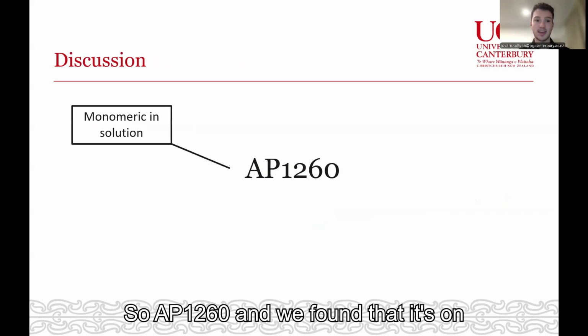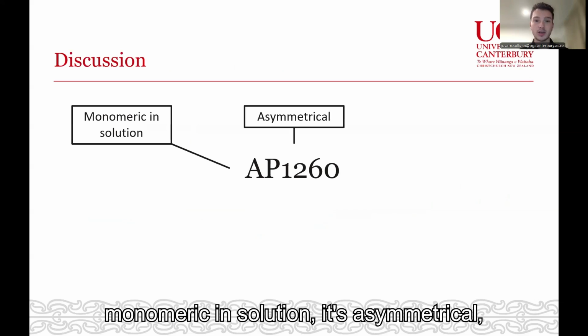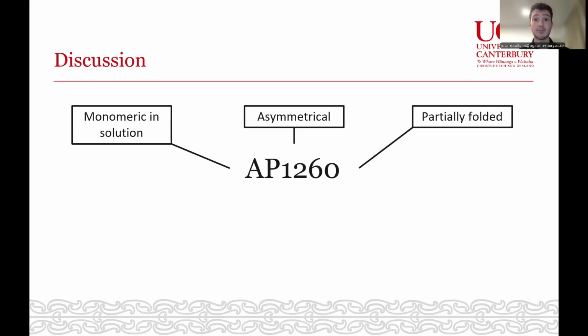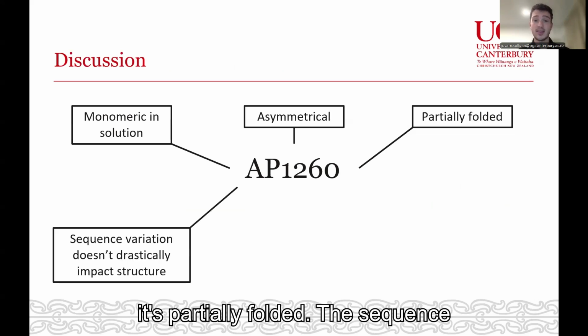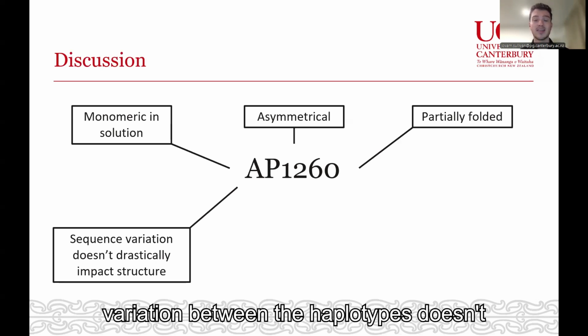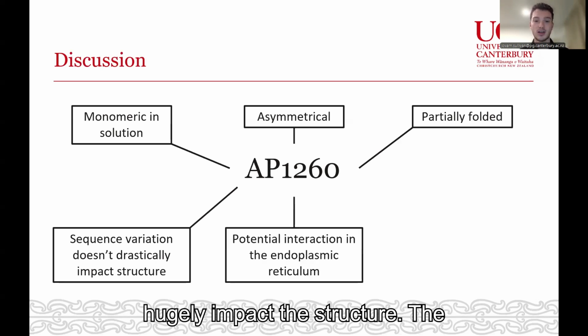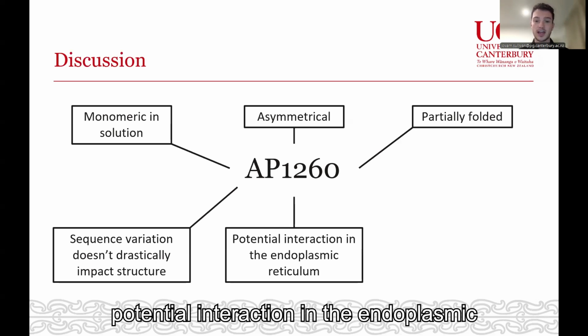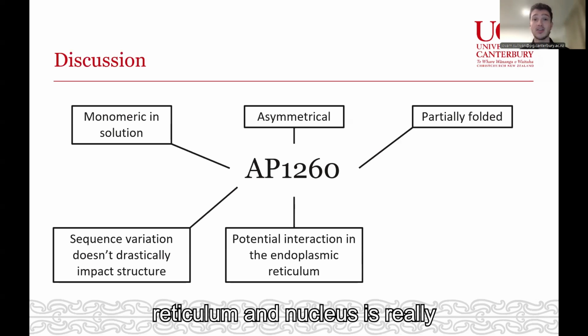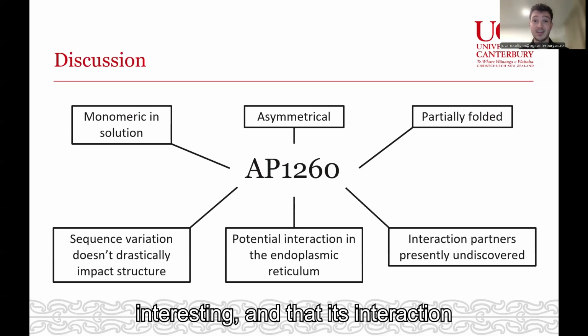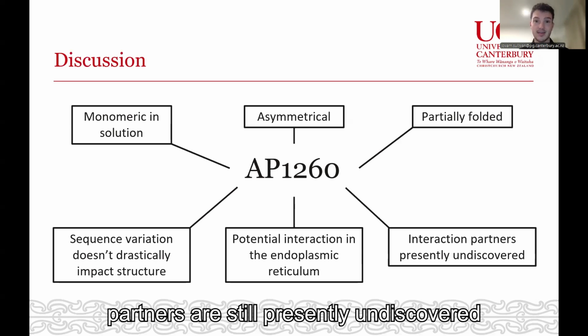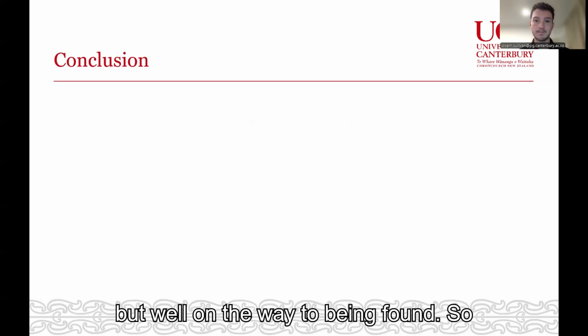So AP1260, we found that it's monomeric in solution, it's asymmetrical, it's partially folded. The sequence variation between the haplotypes doesn't hugely impact the structure. The potential interaction in the endoplasmic reticulum and nucleus is really interesting, and that its interaction partners are still presently undiscovered, but well on the way to being found.